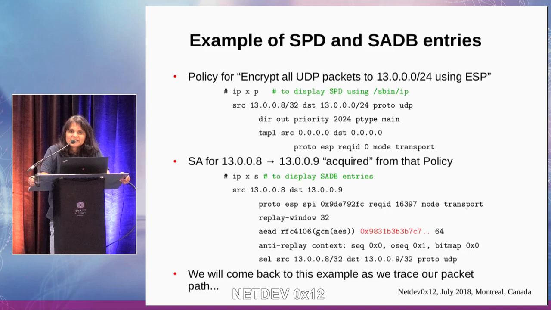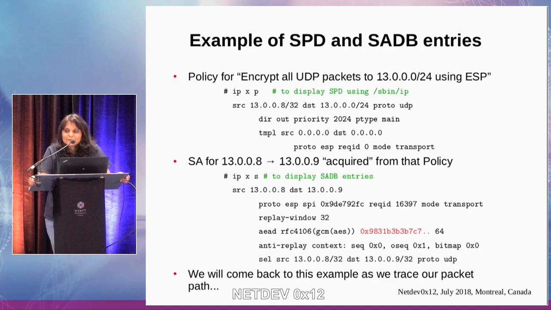When I generated all the data for this slide deck, I had to send a packet from 13.8 to 13.9. The way I'd set it up, the first packet that hits that policy and needs an association would trigger IKE. It goes to the Libreswan software, kicks off the IKE negotiation, and gets me an actual security association.